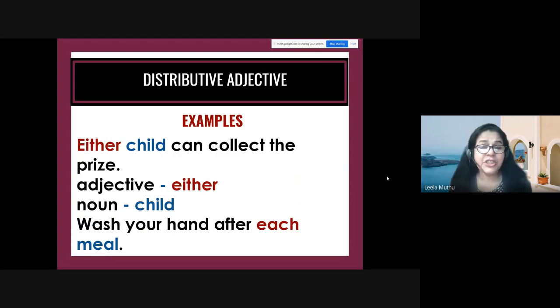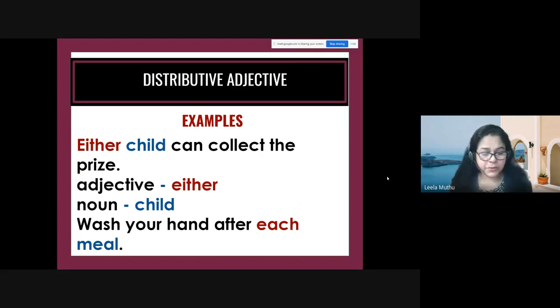Then you have, either child can collect the prize. Now let's say that these children have won a prize for the best dance. Who's going to go on stage to collect the prize for the whole group? Either child can go. Maybe there are two children who were the lead dancers. Does Ritik have to go, or maybe Karishma has to go? Either of them can go. It doesn't make a difference.